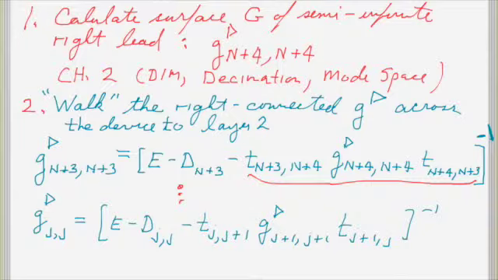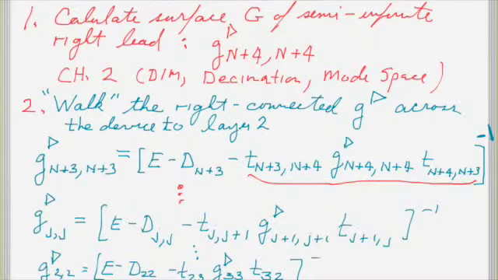And so you just keep moving across the device like this until you get to layer 2. So G right connected 2, 2 is E minus D 2 2 minus T 2 3, G right connected 3, 3, T 3 2, inverse.